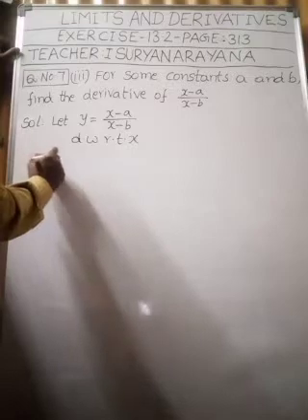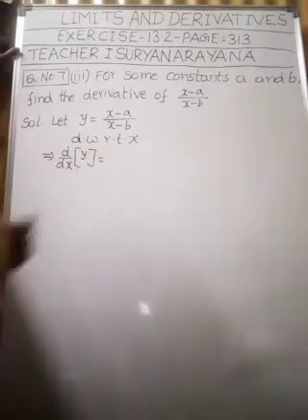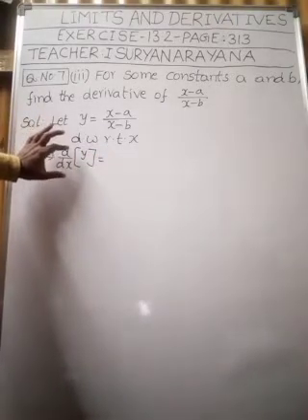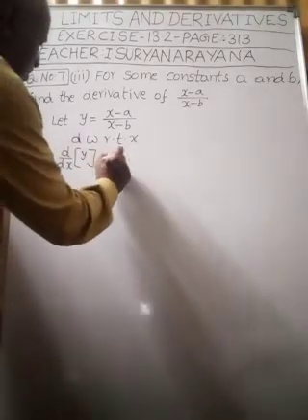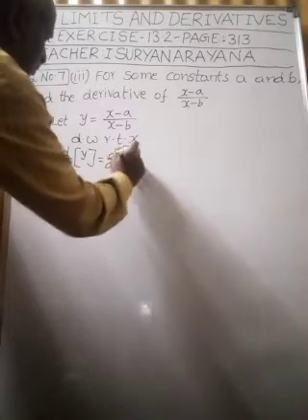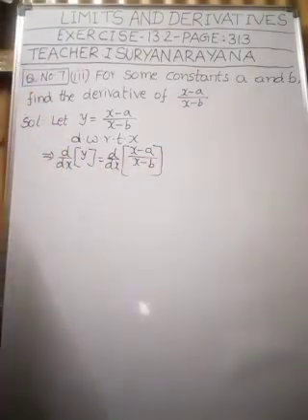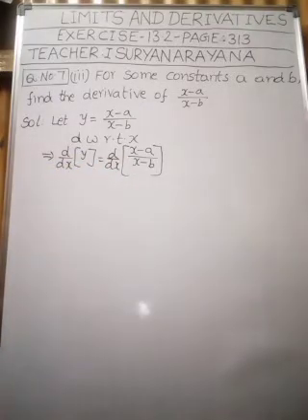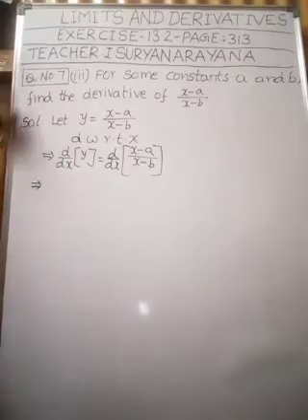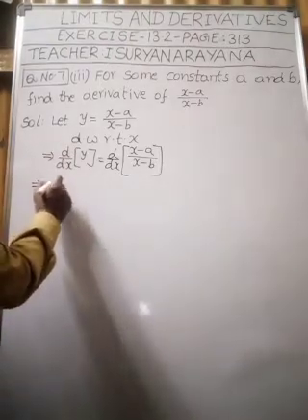Differentiating with respect to x. So d by dx of y. Here I am writing a differential operator. What is a differential operator? Yes, d by dx. So I am writing d by dx on both sides. D by dx of x minus a by x minus b. Okay, my children, understood this step? In this step, I wrote the differential operator d by dx on both sides. Okay, my children? Right. This implies, see the LHS. How can you write this notation d by dx of y? Yes, dy by dx.